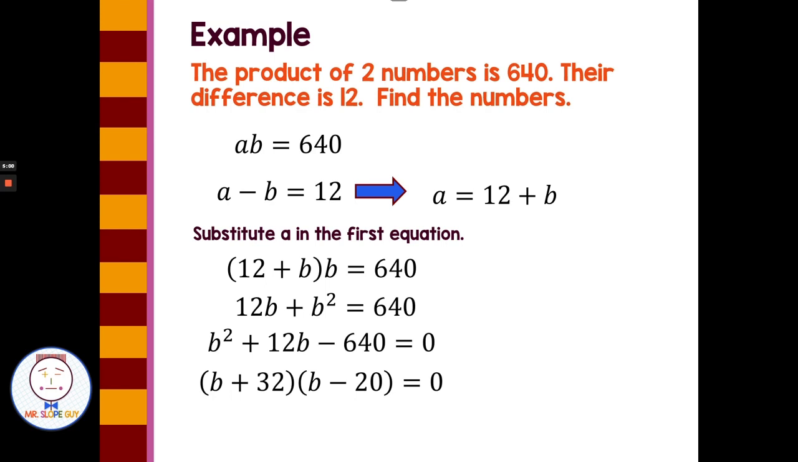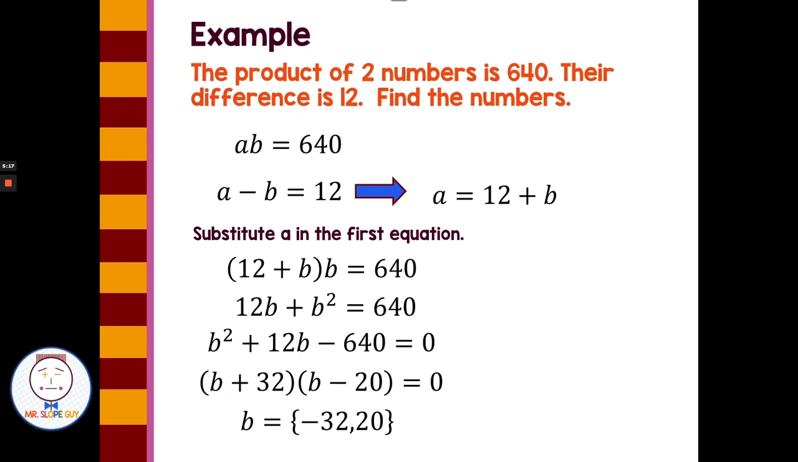Then I could set up each of my factors, b plus 32 equals 0 and b minus 20 equals 0, and I get two solutions: negative 32 and positive 20. So now I need to see, do these answers work in the original problem? Do they make sense in the original problem?